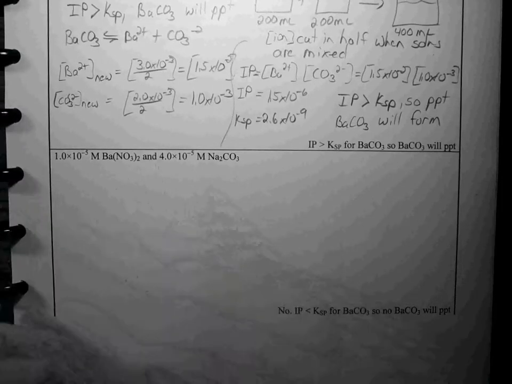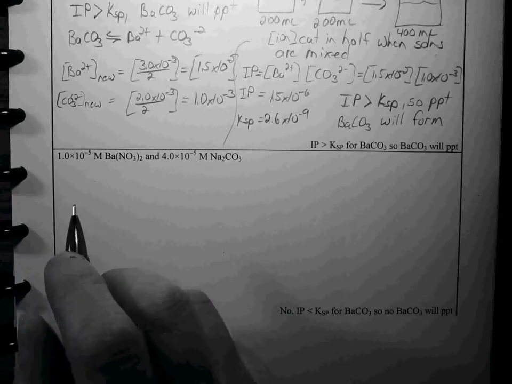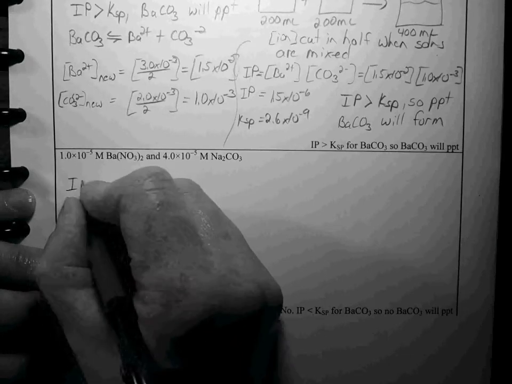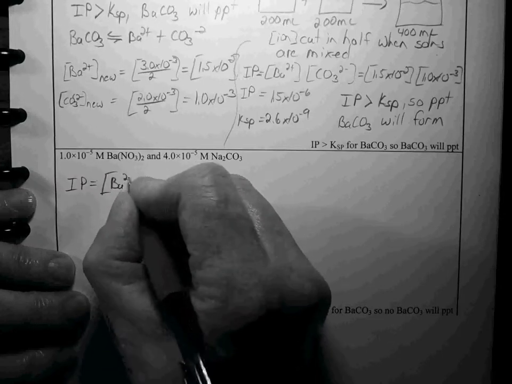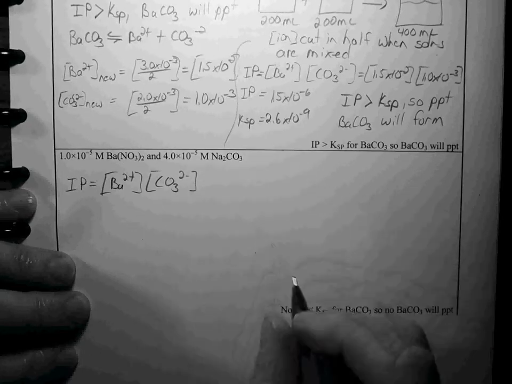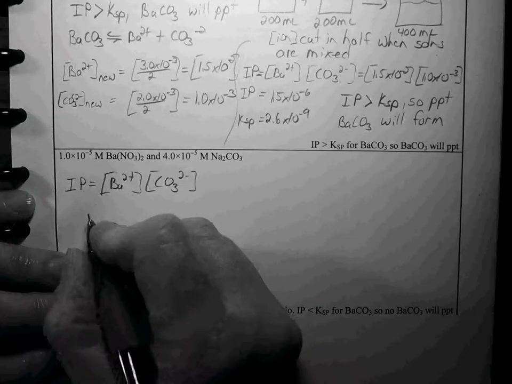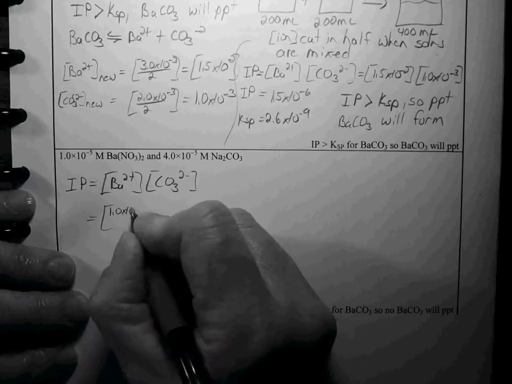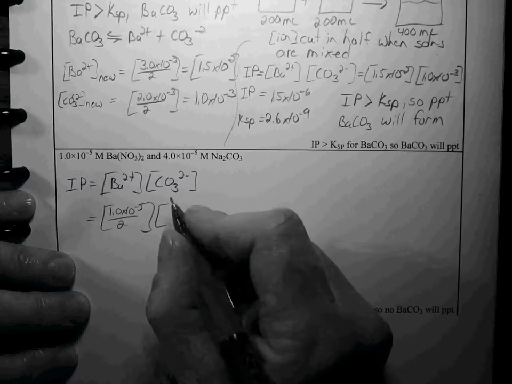Alright, this next solution, the barium nitrate and sodium carbonate again. So our ion product is going to equal the barium ion concentration times the carbonate ion concentration. And we're going to skip right to it because we know that these concentrations are going to be cut in half. So the initial barium concentration is 1 times 10 to the minus 5. We cut that in half for the new concentration. Same for carbonate.